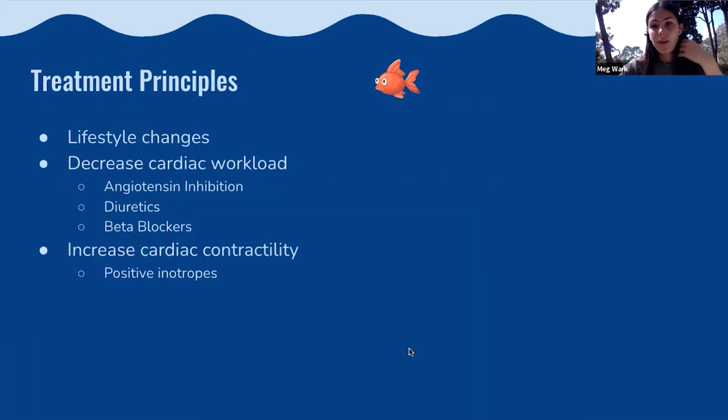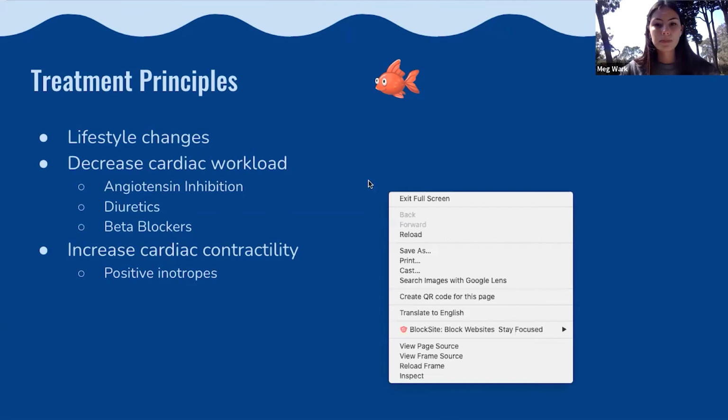Treatment principles. So firstly, lifestyle changes. As with pretty much any disease, they're always going to try and manage it without medication first. Then we have the two different kind of approaches to medication. We have decreasing the cardiac workload. So you've got three classes of drugs there, ones that inhibit angiotensin, diuretics, and beta blockers. So ABD, that's in the wrong order there. And then we've got another class of drugs which increase cardiac contractility. So those are positive inotropes.